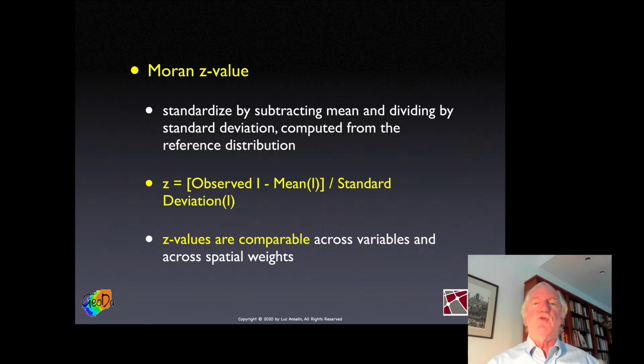So in any situation where you have different spatial weights, the same variable or different variables, the Moran's I coefficient as such is not comparable. But after you standardize it into a z value, then it becomes comparable. And I'll get back to that with the illustration in a few minutes.